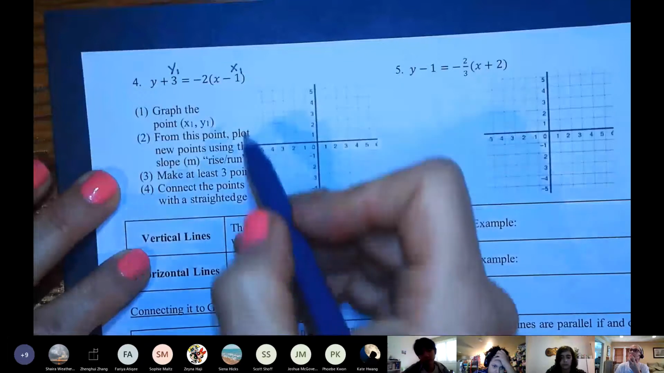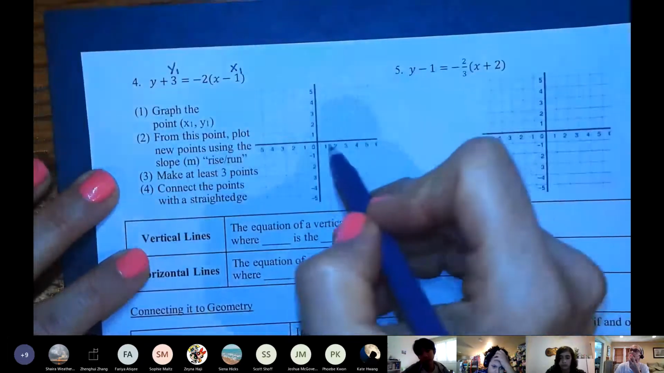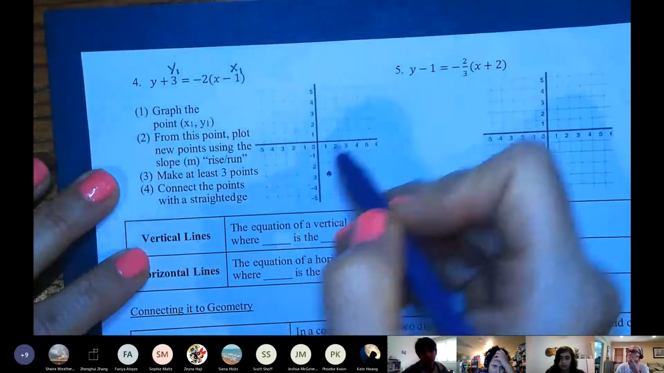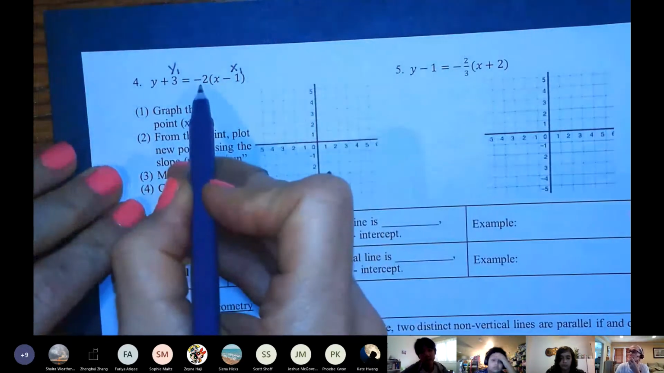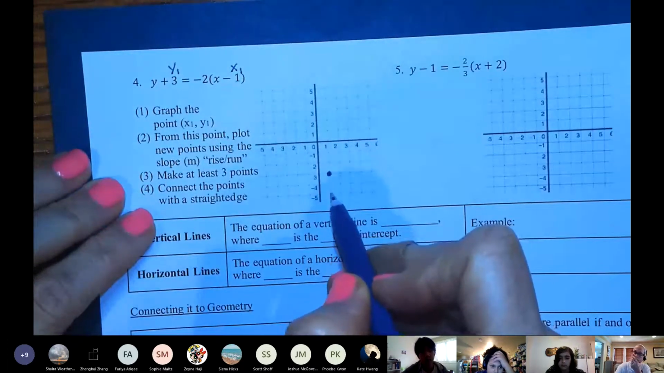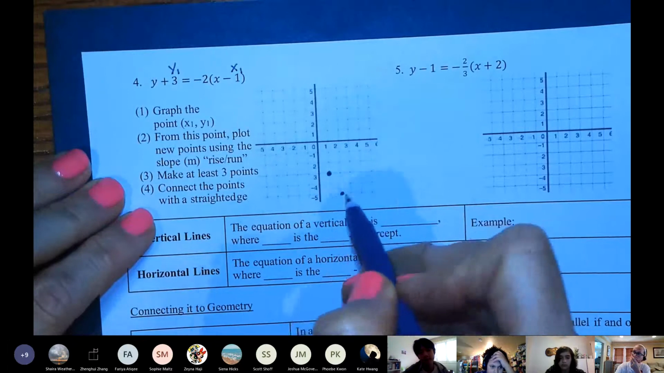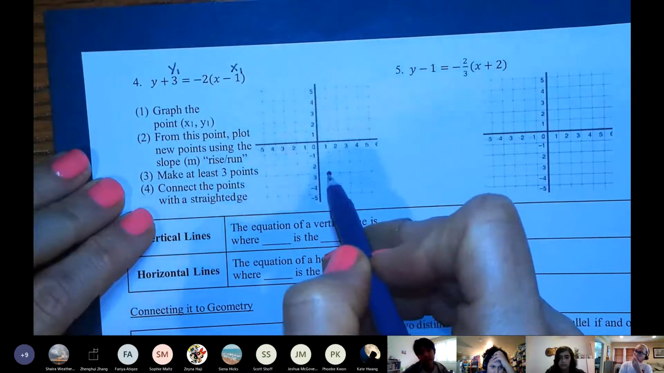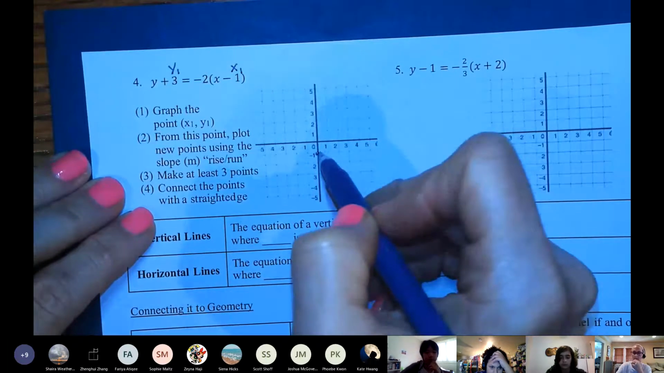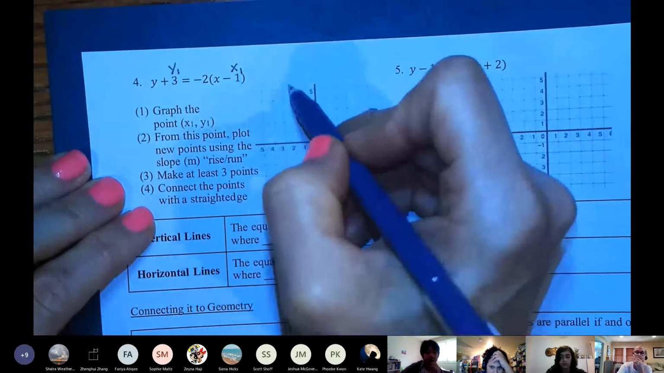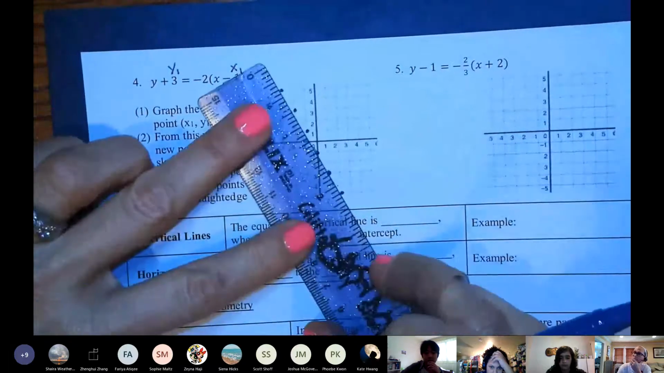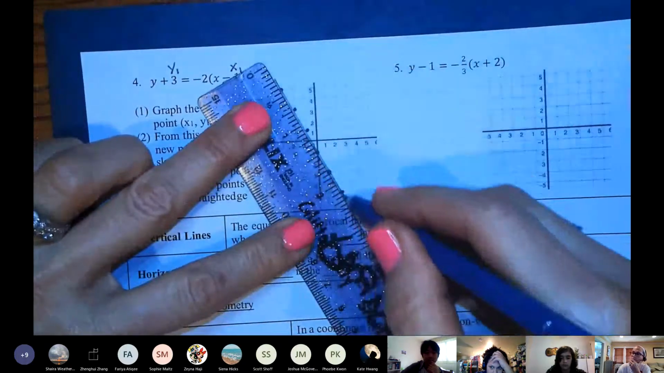So you're going to start at the point 1, -3. 1, -3, 1, 2, 3. That's our point. And from there, you're going to use this slope of -2. So just like we did before, you go down 2 and over 1. Or from that same starting point, up 2 and back 1. You could do it all the way up if you wanted to make sure that you're all in a straight line. And then you connect your points with a straight edge.